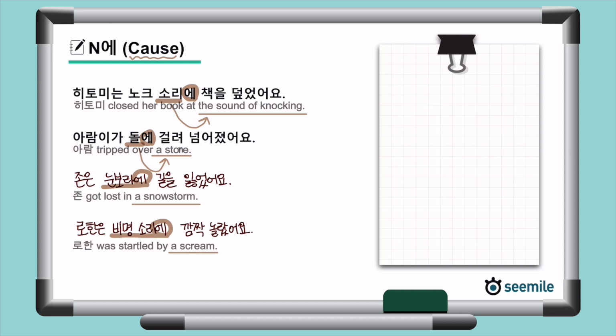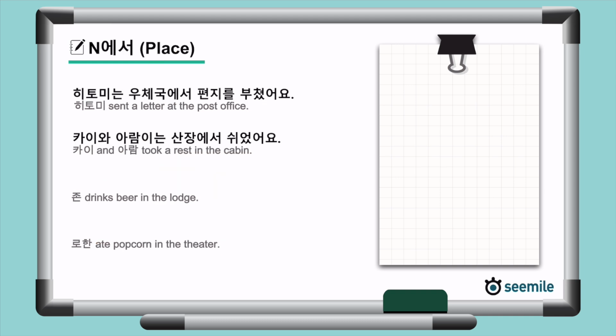So far, you've learned the 4 main usages of 에, which will enable you to create a greater variety of Korean sentences. The last particle you're going to learn today is 에서. First, let's watch the following video to see how it's used.